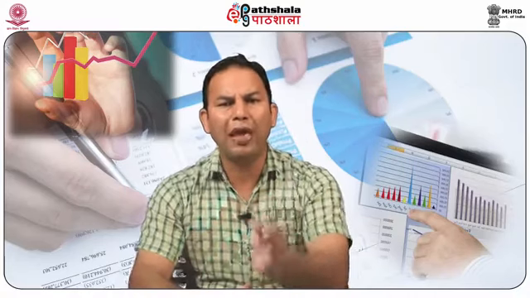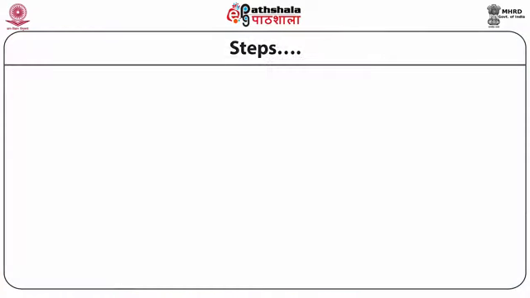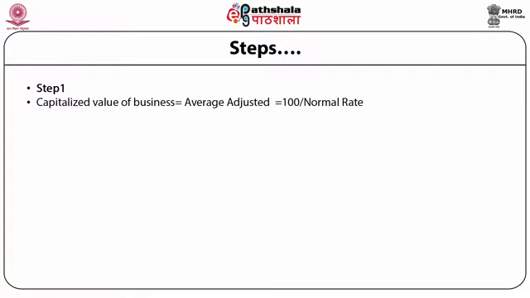Capitalization of average profit. Another method of valuation of goodwill is capitalization of average profit. As per this method, average profit is capitalized on the basis of normal rate of return. The figure ascertained is known as value of business. From this, the net assets of business are deducted. The balance that comes out is called goodwill. Steps for calculating goodwill under capitalization method are given here. In the first step, the capitalized value of business is average adjusted profit multiplied by 100 divided by normal rate.